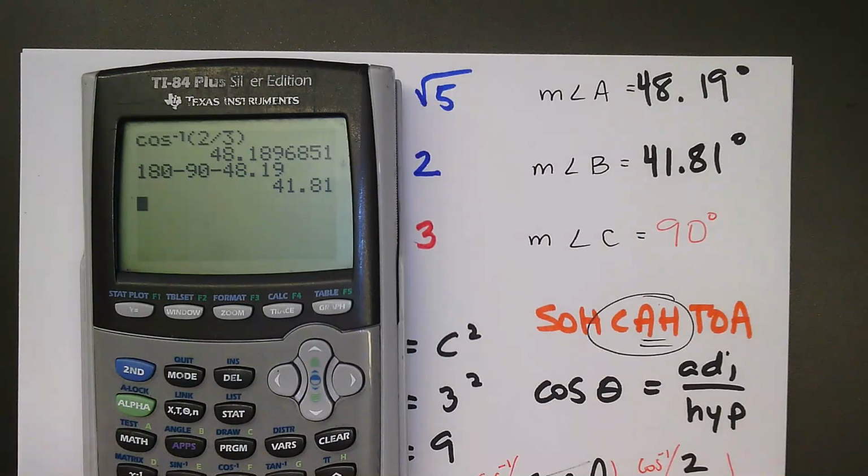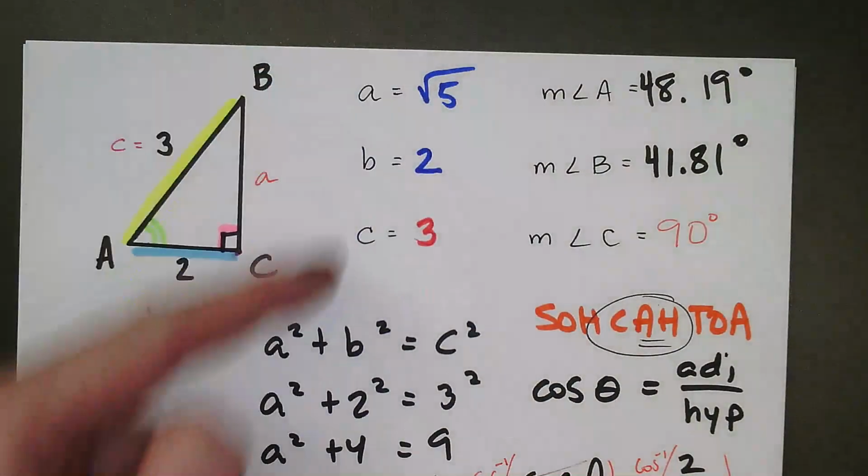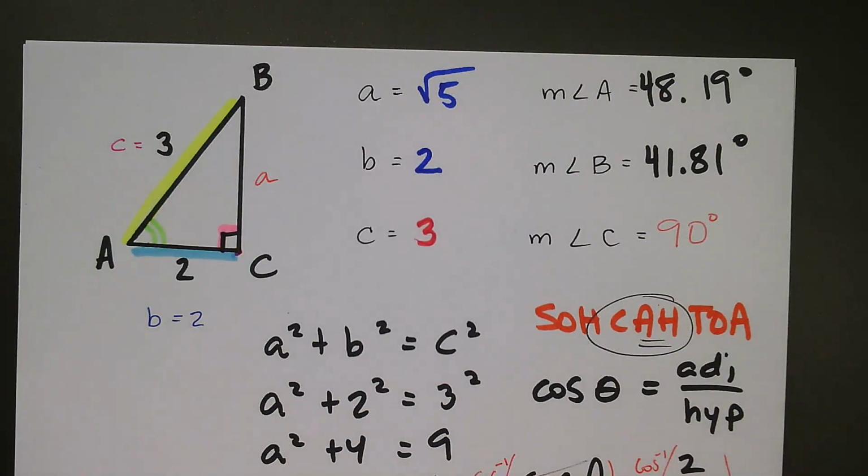Hope that's helpful. You have now solved the right triangle. You have all three sides and all three angles for this right triangle.